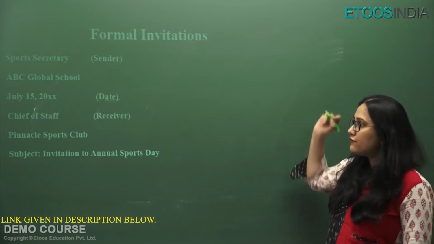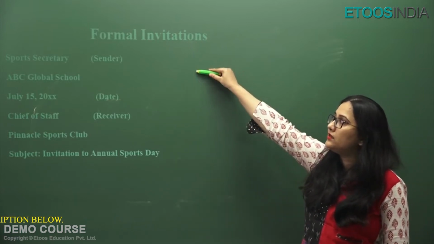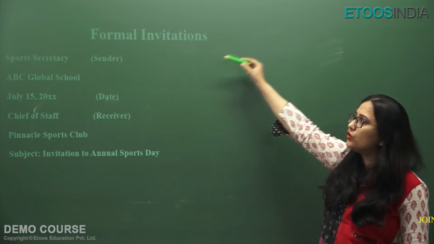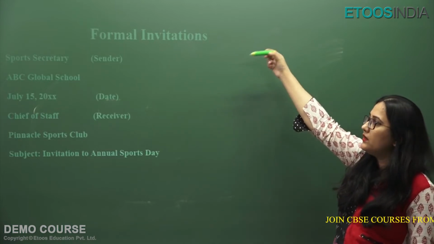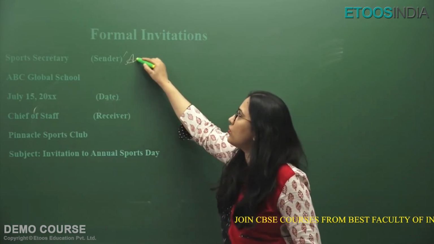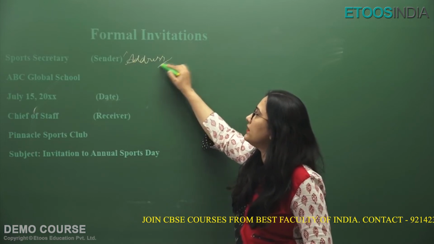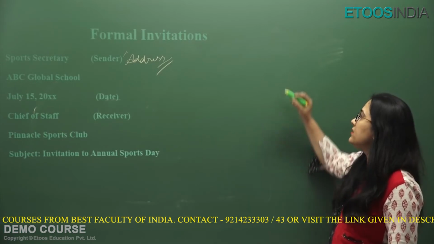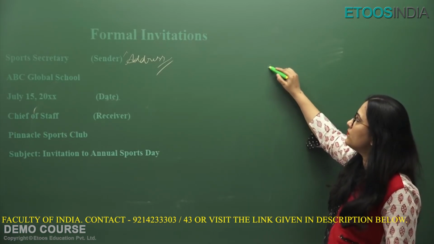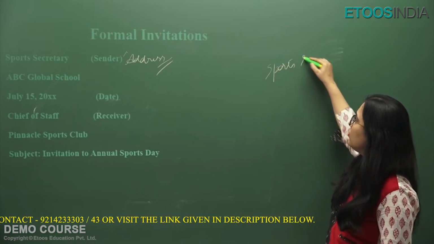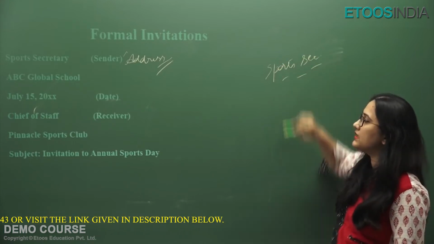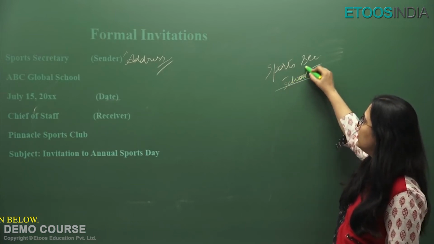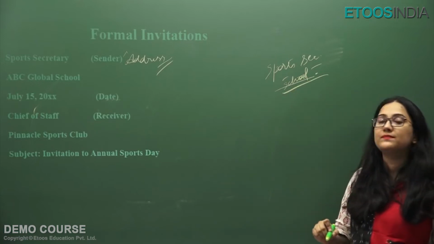In that format, you will have the sender's address first. So here the sender is the sports secretary, so it is the sender's address and not just the designation, right? So who's writing it, who's the person sending it? The sender's address will include sports secretary, okay. So this will be the designation and the name of the school here, because he is writing on the school's behalf.